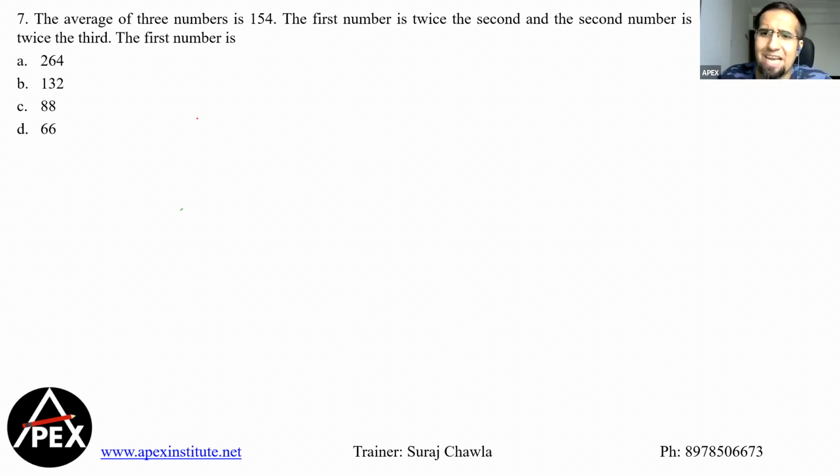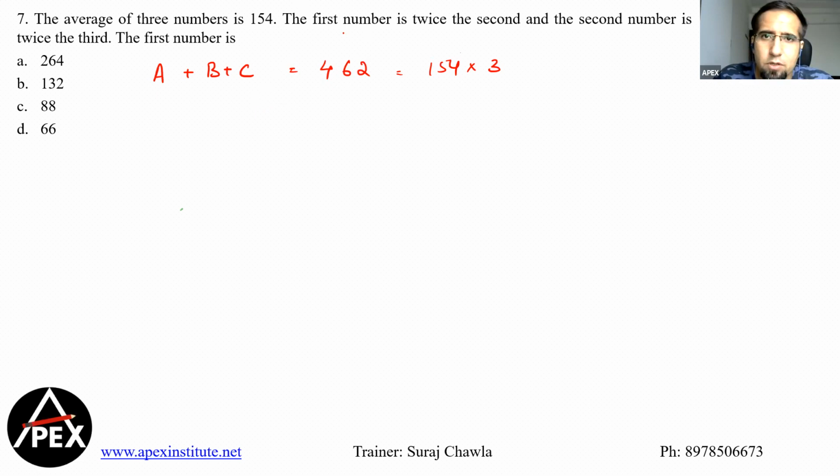Yep, the average of three numbers is 154. Let me assume the three numbers are a, b, and c. So I would say a plus b plus c is equal to how much, guys? 154 into 3. 3 fours are 12, 2 I carry 1. 3 5s are 15 plus 1 is 16, and that's going to be 462.